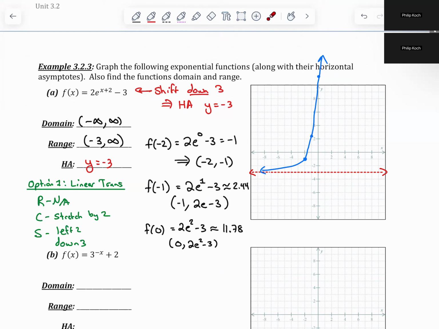So when we plugged in -2, we got e to the 0, which is nice. That's always going to be 1. Anything to the zeroth power is always 1, save for 0 to the 0, but that's neither here nor there. So this becomes 2 times 1 minus 3, which is -1, and we got that point. And then if we plug in -1, we get 2e to the first power, but we usually don't write the first power. We don't write x to the first power, we just write x. In a similar fashion, we don't write e to the first power, we just write e. And so it's 2e minus 3. So the approximation was 2.44, but on Alex, you'd want to write -1 comma 2e minus 3.